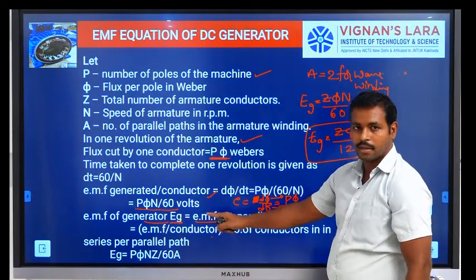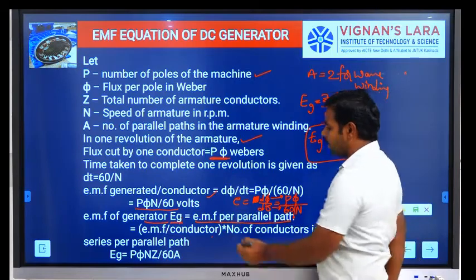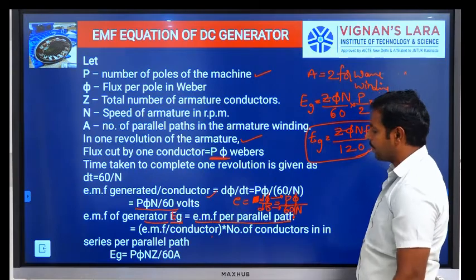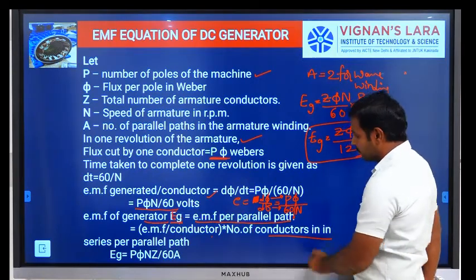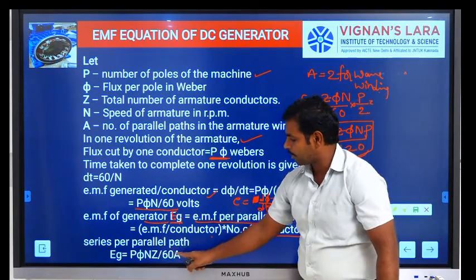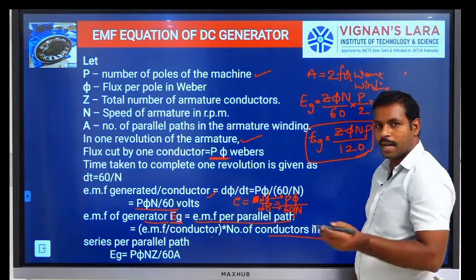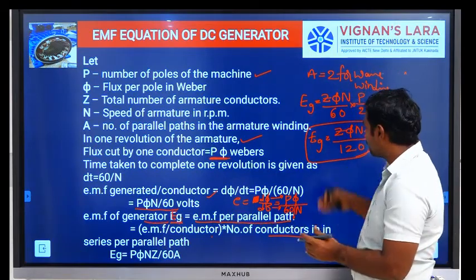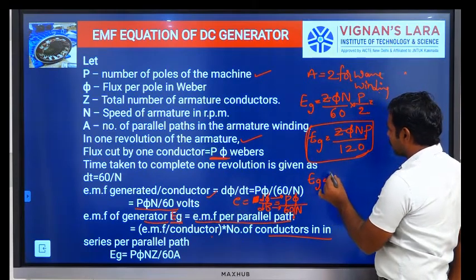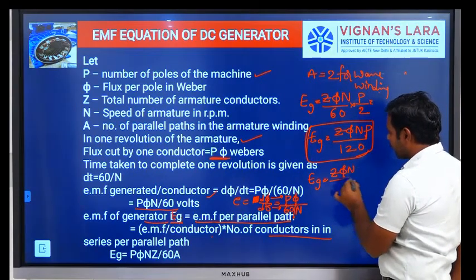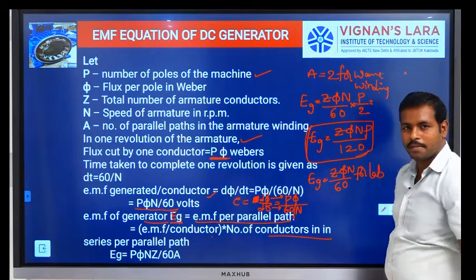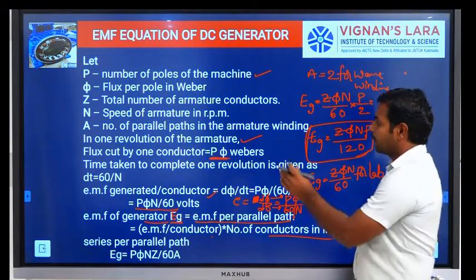EMF of generator: the total EMF induced in a generator is equal to the EMF per conductor multiplied by the number of conductors in series per parallel path. Eg = ZφN/60 × P/A for wave winding, or Eg = ZφN/60 for lap winding. So this is a very important question for the first unit.